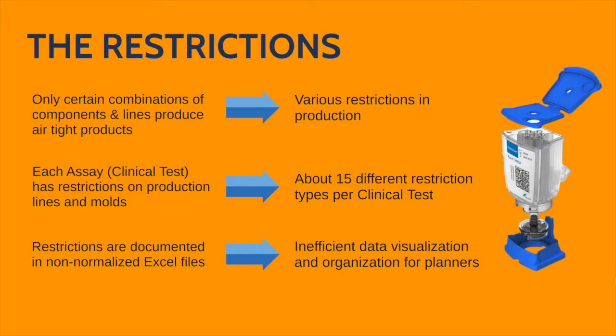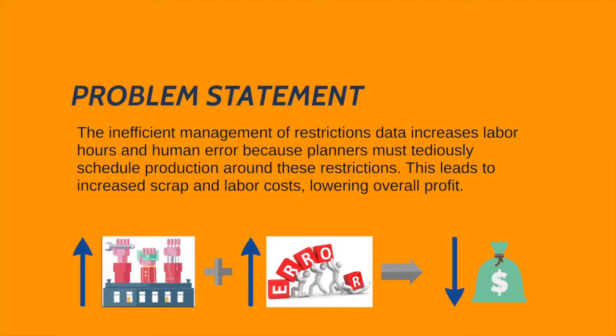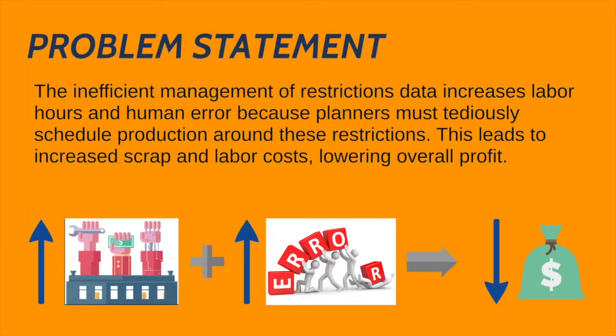Each clinical test has about 15 different restriction types that planners must validate. These restrictions are documented in non-normalized Excel files, which results in inefficient organization and visualization of data. This all leads to our main problem, which is that the inefficient management of restrictions data increases labor hours and human error because planners must tediously schedule production around these restrictions. This leads to increased scrap costs and labor costs, lowering overall profit.